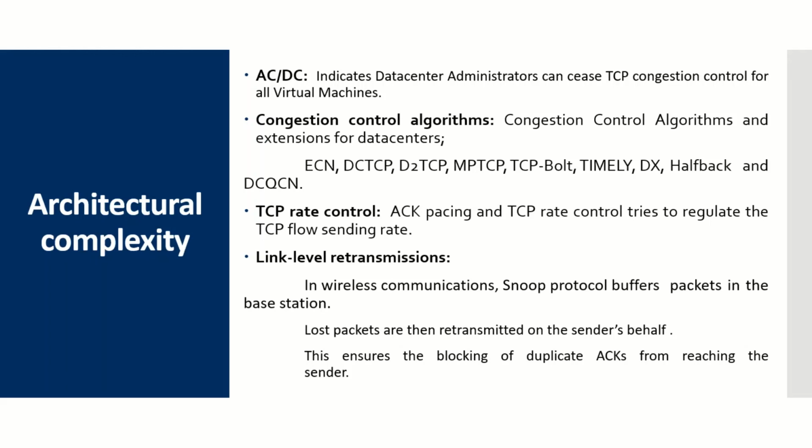The TCP rate control is the sending rate of each TCP flow that is regulated by the ACK pacing and TCP rate control. With link level retransmissions in wireless communications, the SNOOP protocol buffers data packets in the base station and then snoops on ACKs. The lost packets are then retransmitted on the sender's behalf. This ensures the blocking of duplicate ACKs from reaching the sender.